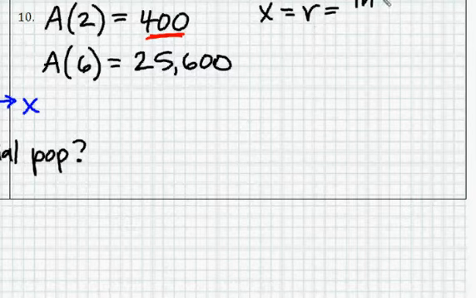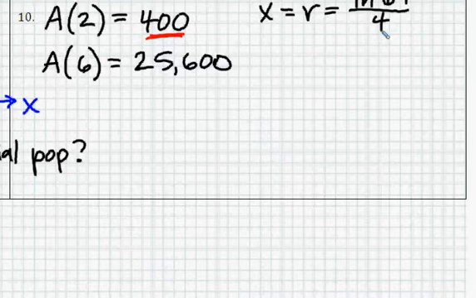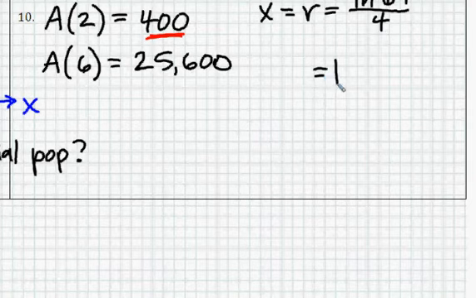Now remember we stored x as our rate. That's the natural log of 64 over 4. And so we're going to plug that in for our R in our formula, but we don't know P.